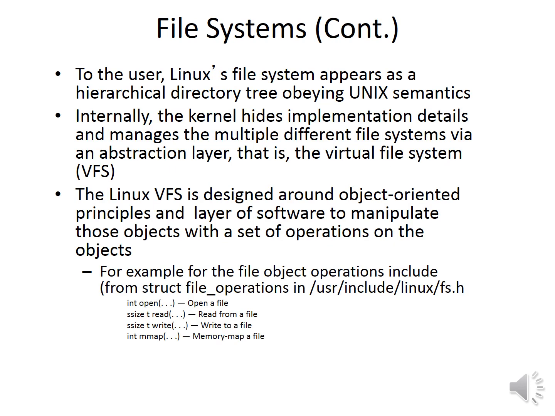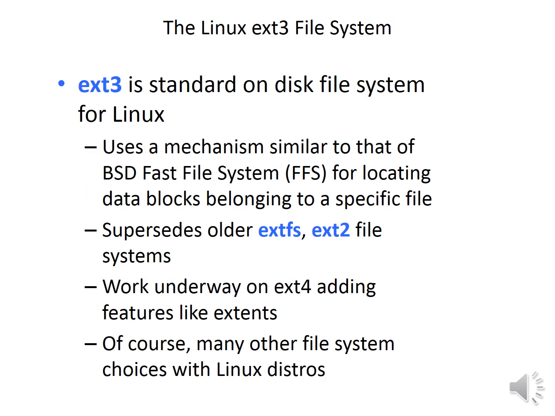The file system appears as a hierarchical directory obeying Unix semantics. Examples are open, read, write, memory mapping. ext3 is a standard on-disk file system for Linux. It uses a mechanism similar to that of the fast file system for locating data blocks belonging to a specific file. It supersedes the older ext2 file system. Work is underway on ext4, adding features like extents. There are many file systems with Linux.